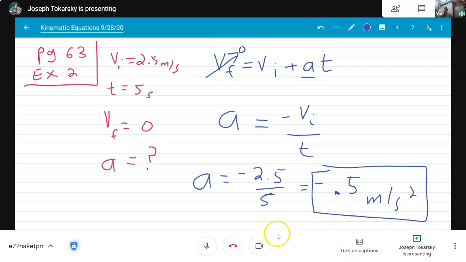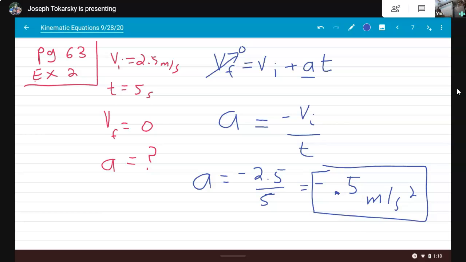So we answered what it asked. We got the sign, right? It'll figure out the right sign. And we got the magnitude. The magnitude's the number, right? Magnitude, we always said a long time ago, is a fancy word for the number, the size. That's 0.5. Any questions on that?